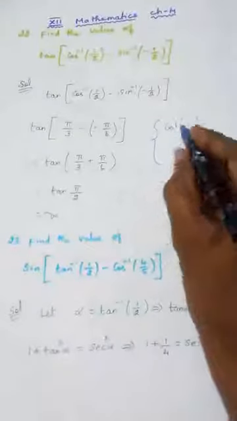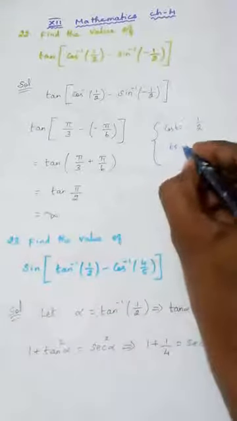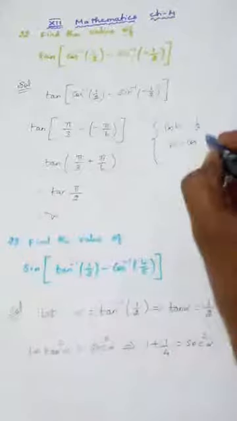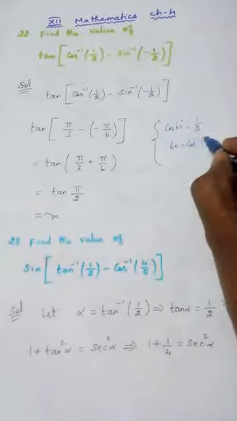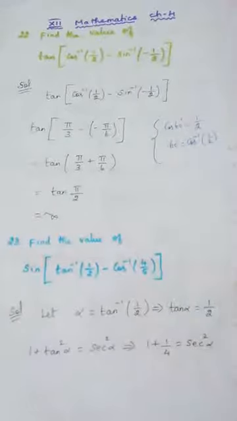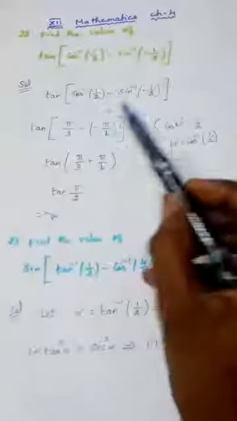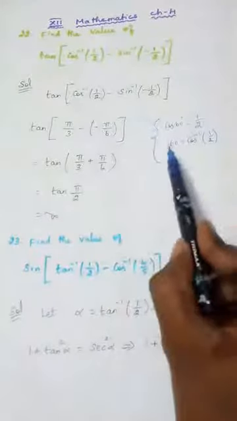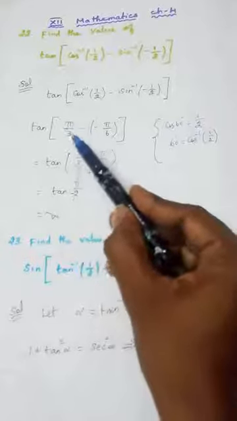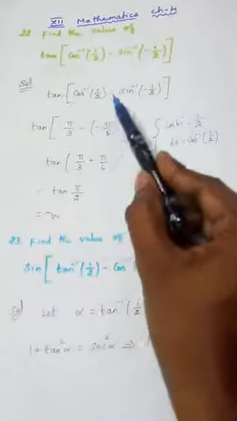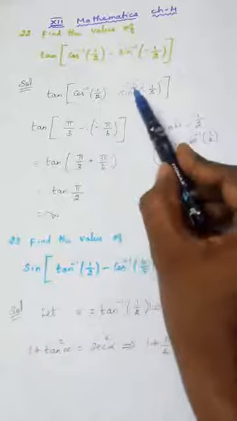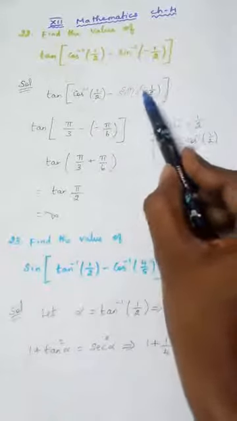We can write it like this: 60 degree is equal to, when cos goes to the other side, it becomes cos inverse of 1 by 2. So for cos inverse of 1 by 2, we are putting 60 degree. 60 degree is written as pi by 3. And this minus sign is written, and sine inverse of minus 1 by 2 is present.